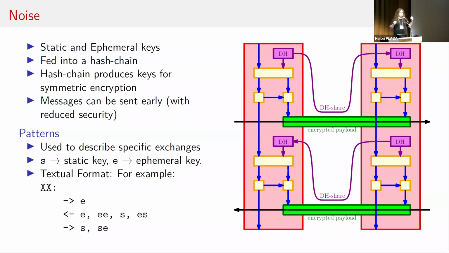And then with these ASCII arrows, you indicate the message flow. So the left to right arrow means from the initiator, which is the first party that gets active, to the responder, and the other arrow the other direction. And then you have these tokens. The E token indicates that an ephemeral public key is being transmitted here, generally as plain text.